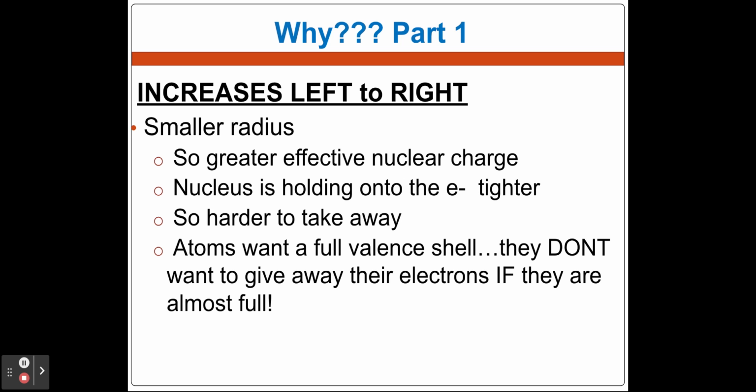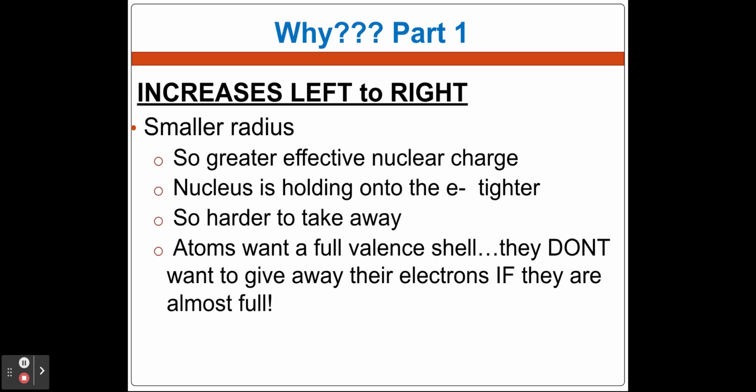So we saw before, as you go from left to right, that the effective nuclear charge is getting bigger. There's going to be a stronger attractive force on the electrons. It's holding on to them tighter, and so it's going to take more energy to remove the valence electron, right? And so more energy means it's going to be a higher ionization energy.